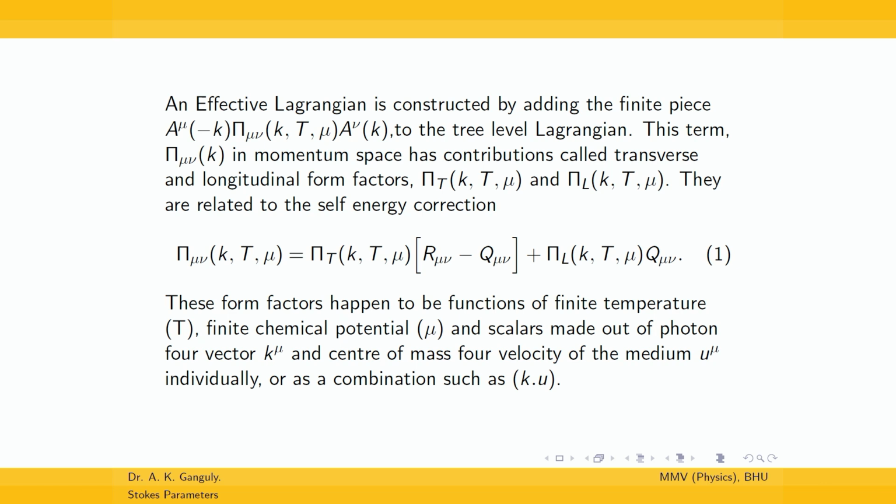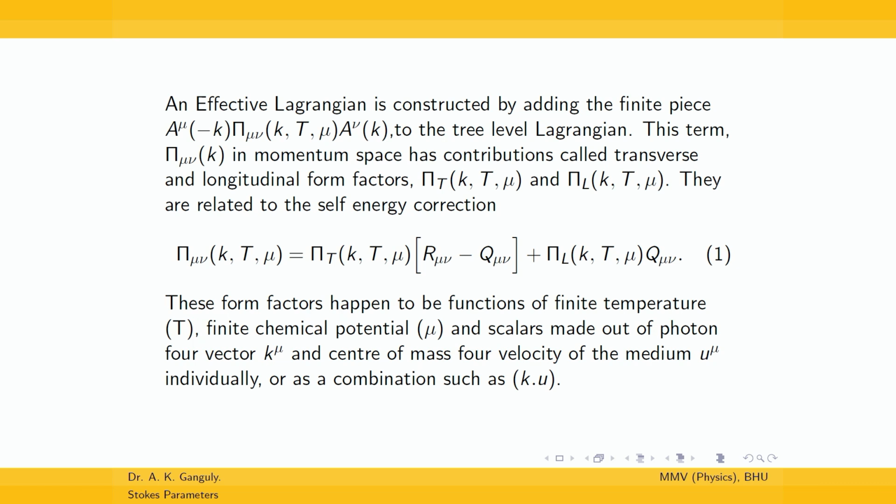Pi T and pi L are in general functions of momentum, the four velocity of the medium, the temperature and the chemical potential. If we consider their structures, those were dictated by the requirement of quantum field theory, then the Hermiticity condition would tell us that these form factors and their complex conjugate should be identical. So, they better be functions of 4 momentum square or higher powers.